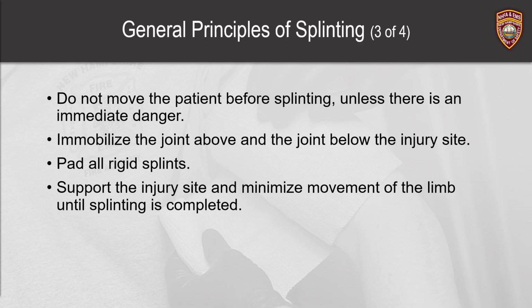So the golden rule of splinting is that the purpose of the splint is to immobilize the joint above and below the site of the injury. All right. If you remember nothing else about splinting, right? If you need one golden principle, one guiding rule, a splint immobilizes the joint above and below the site of the injury.